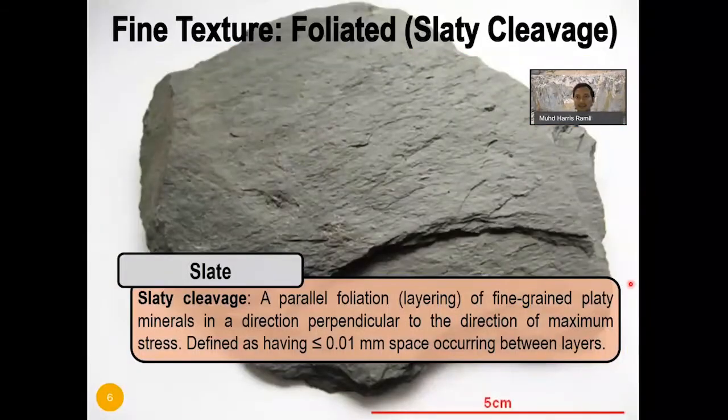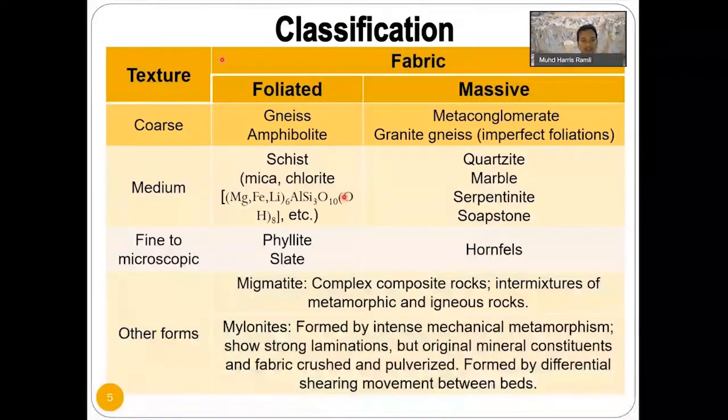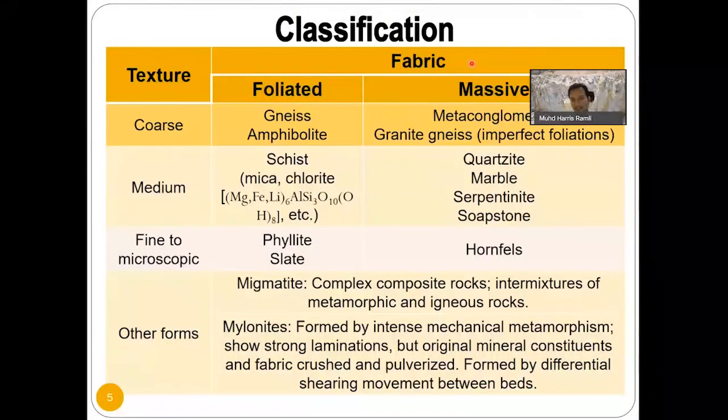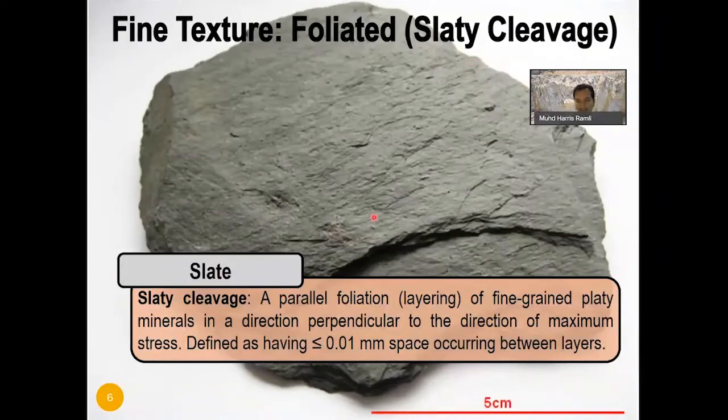Foliated, and this one is fine texture. So this one you can see in fine texture. This is an example, slates. This is slaty cleavage. Okay, this is slate stones.